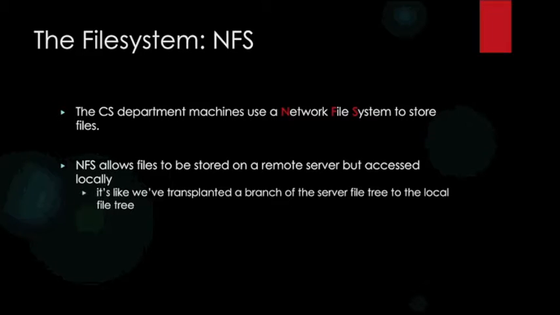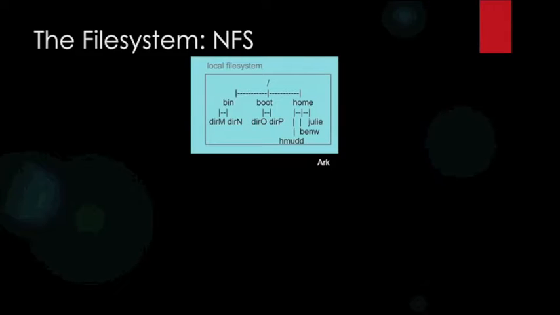Let's take a closer look at how this works. At the top of this diagram is ARC, the file server for the computer science department. Inside ARC, you can see a fragment of ARC's file system. Notice that files in the /home directory are stored on ARC, such as the directories hmud, benw, and julie. ARC also has other local directories, like bin, boot, and some others not shown.